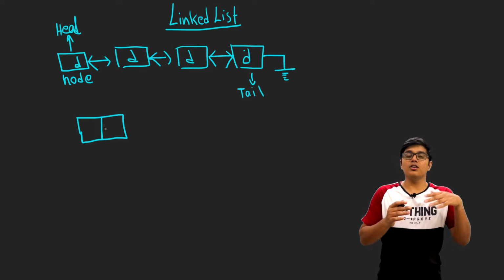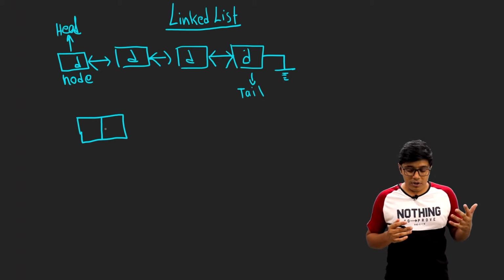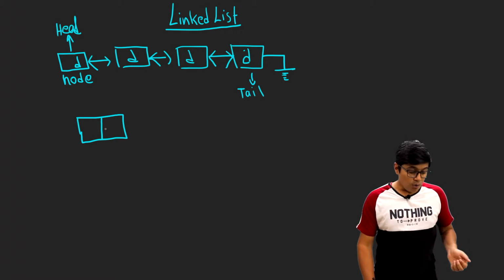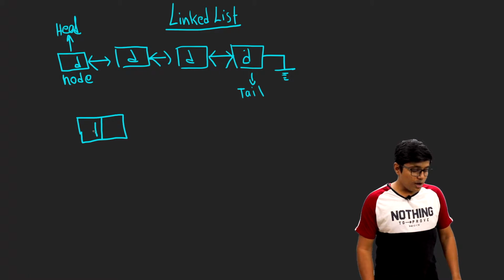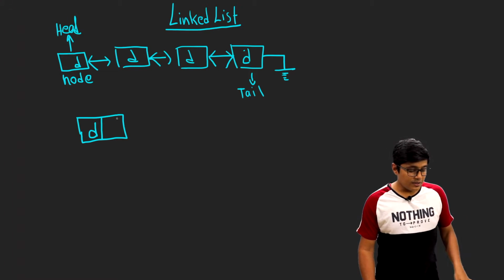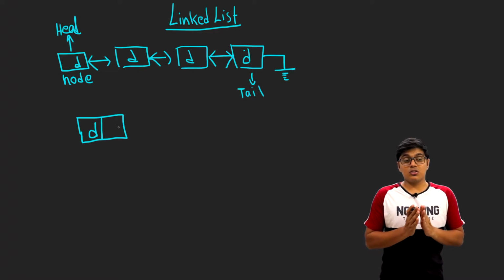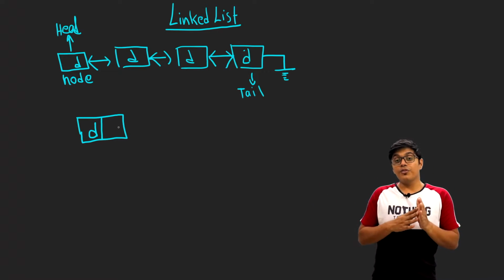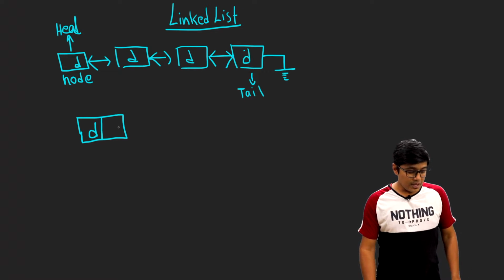So it will be more clear when you're going to see the code. But for now, just think like in a node, there are two blocks. One block is meant for data. So wherever I'm writing D is for the data, and the second block is to store the pointer or to store the address of the next node. Okay, so the next node here will be null.